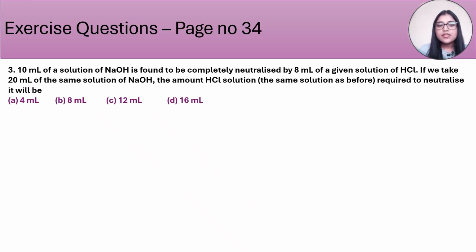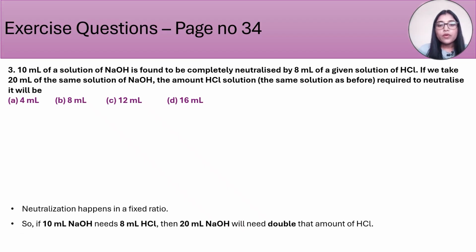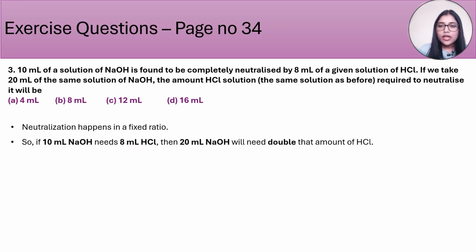The next question asks 10 ml of a solution of sodium hydroxide is found to be completely neutralized by 8 ml of a given solution of hydrochloric acid. If we take 20 ml of sodium hydroxide, the amount of HCl solution that is required to neutralize this will be 4 ml, 8 ml, 12 ml or 16 ml. So when it comes to neutralization reactions, we know that they always happen in a fixed ratio. So if 10 ml needs 8 ml, then 20 ml will need double that amount. So required HCl can be written as 2 into 8, which is 16 ml. Option D is the correct answer.